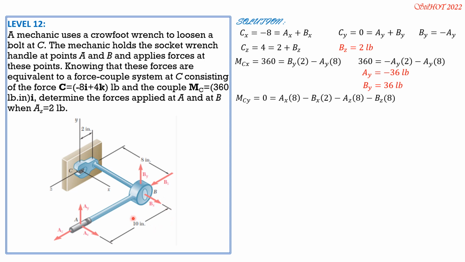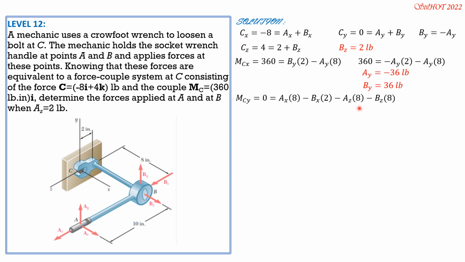Then BX is minus, times 2. Again, AX times 8. The moment arm is 8. That's 8 inches if this is imagined as the y-axis. Then minus BX times 2. Then minus, because this is the positive sense of moment, minus AZ times 8 inches, minus BZ times 8 inches also. Then, of course, BY and AY are not involved. They are parallel to the y-axis.